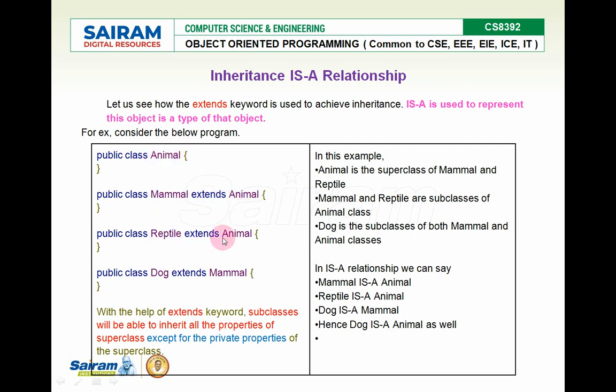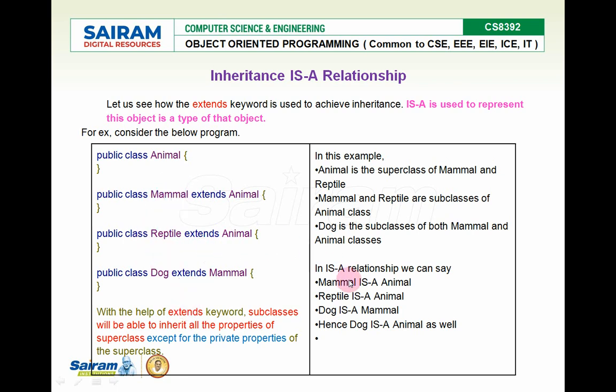So with the help of the extends keyword, subclasses will be able to inherit all the properties and methods of the superclass Animal. Except the private properties, all the protected and public properties of the Animal class are readily available in the children classes Mammal, Reptile, and Dog.